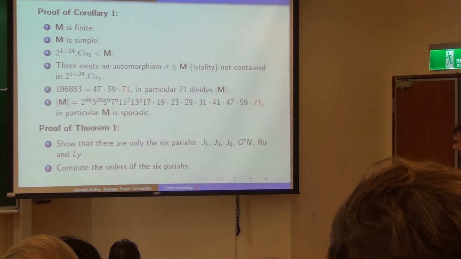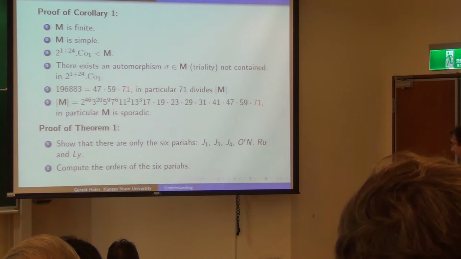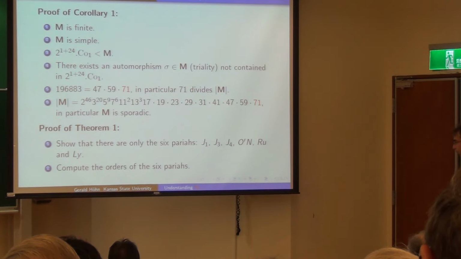Now, if you have corollary 1, it's not then too hard to come to the proof of theorem 1, although I better not talk about this proof theory, where I'm not an expert. So what remains to be done is that one has to show that there are only 6 other sporadic groups besides the monster, and then one has to compute the orders and show that 71 is not a divisor.